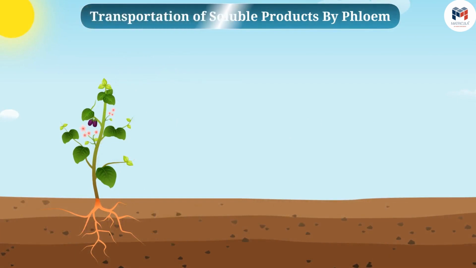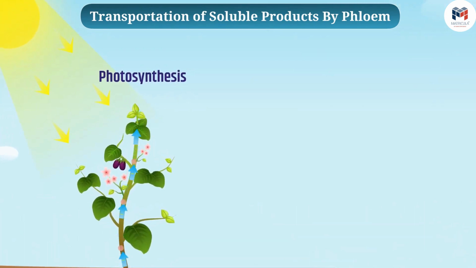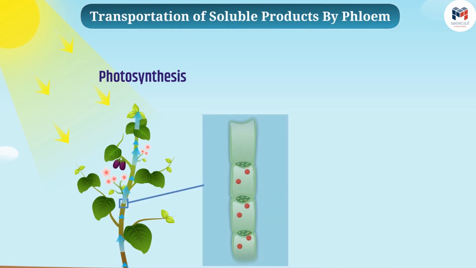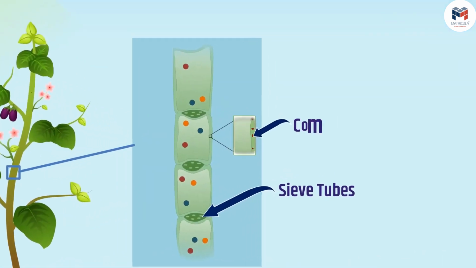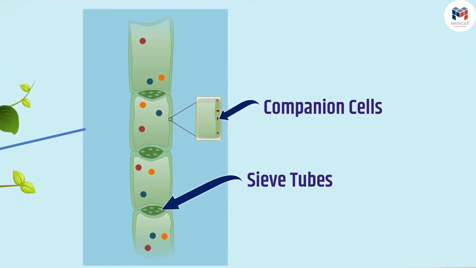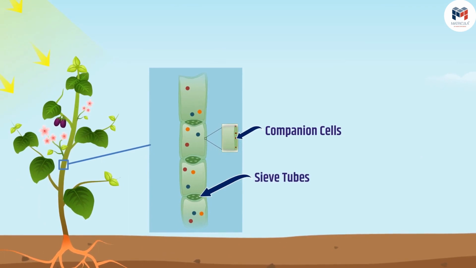Transportation of soluble products by phloem. In plants, transportation of water is important, but at the same time, transportation of soluble products of photosynthesis, amino acids, and other substances is also important. The job is done by phloem. The transportation of soluble products of photosynthesis is called translocation. Phloem consists of sieve tubes and companion cells. The transportation of soluble products takes place in the sieve tubes with the help of adjacent companion cells.